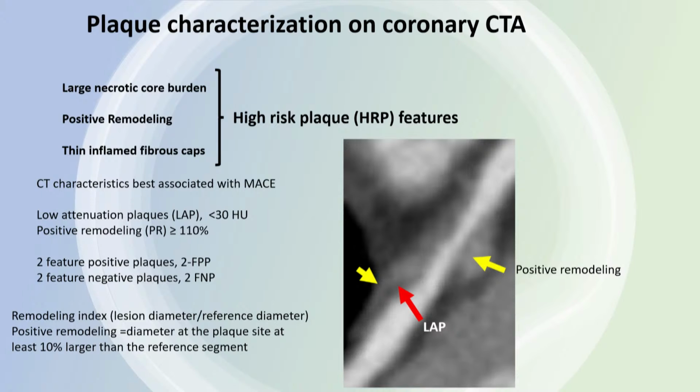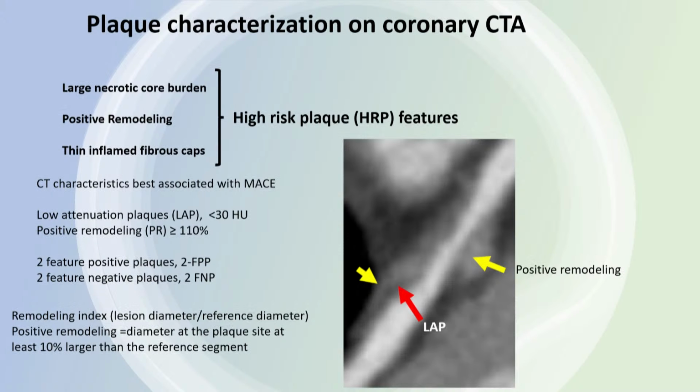So the term HRP, or high-risk plaque features: there are three features which define a high-risk plaque: a large necrotic core burden, positive remodeling, and a thin inflamed fibrous cap. We can't look at the thinning of the fibrous cap with inflammation on CT, but that's something OCT can show. So on CT, we're looking at whether a plaque has the first two features: large necrotic core burden, defined as low attenuation areas less than 30 Hounsfield units, or positive remodeling of at least greater than 110%. How is that calculated?